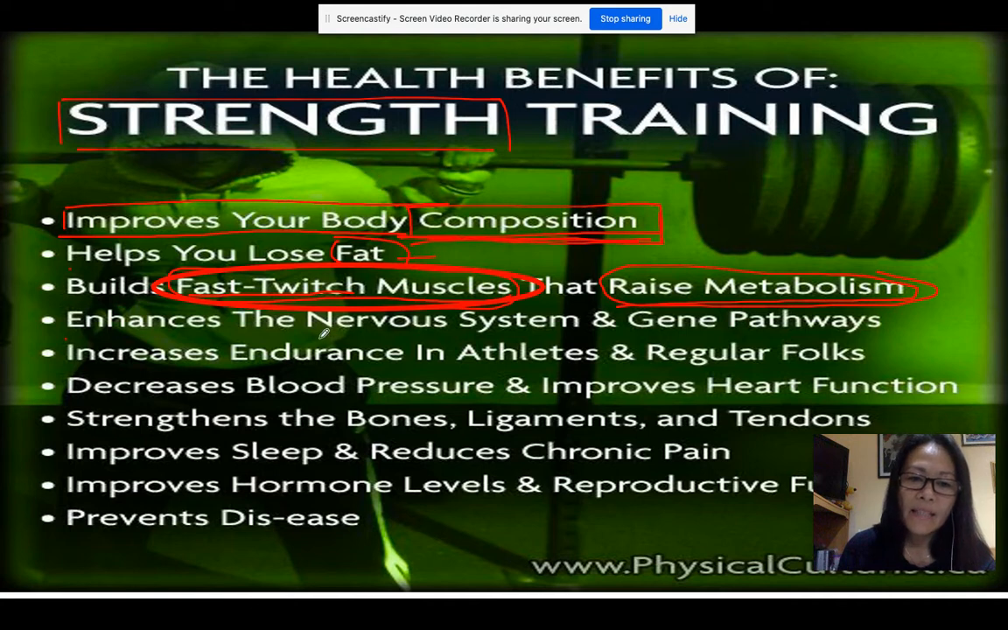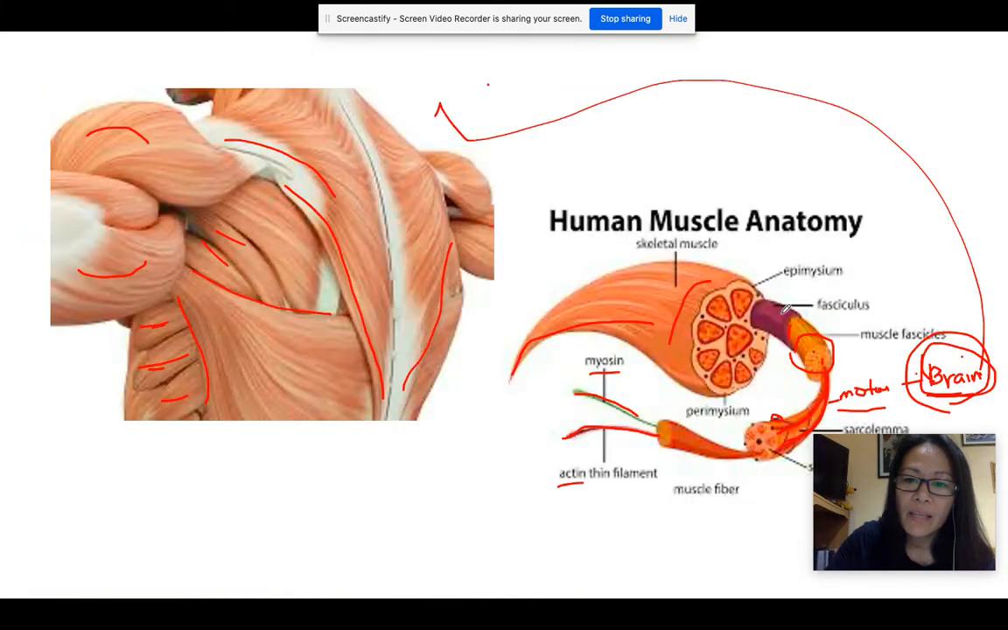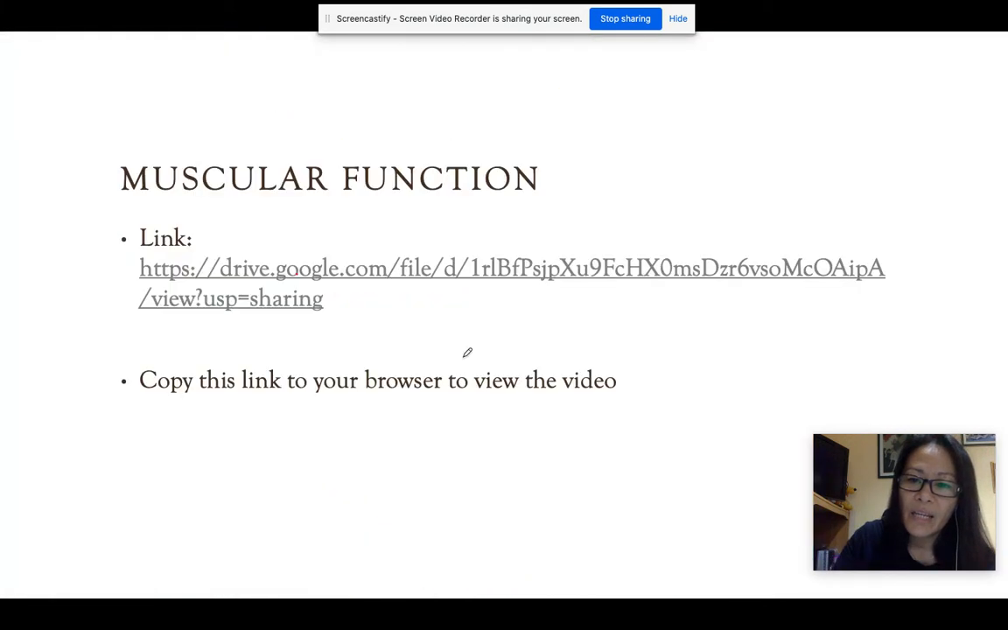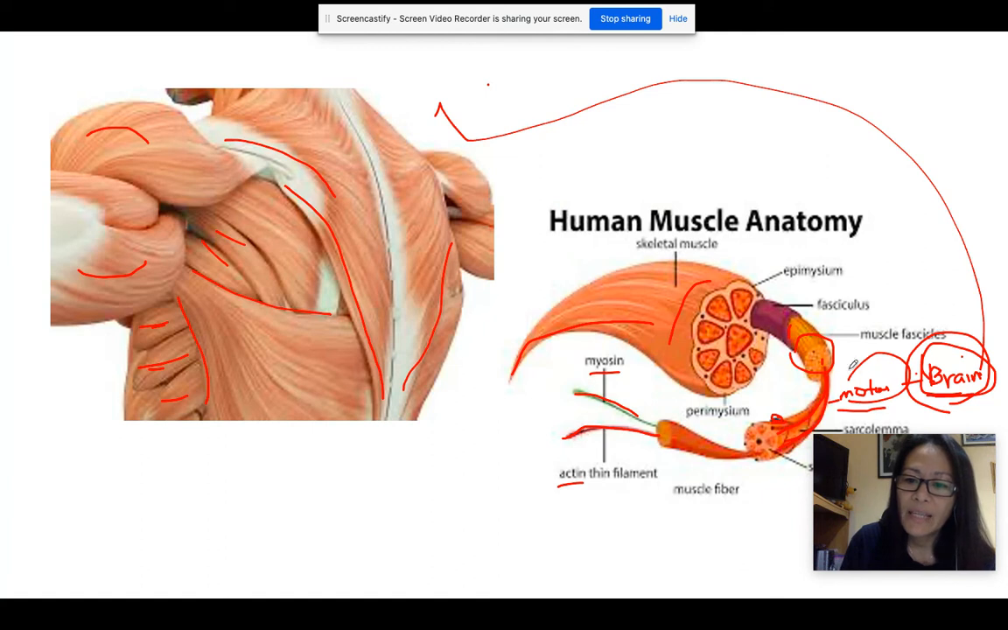Enhances your nervous system and gene pathway. Do you remember when I explained this part here? These motor neurons are actually connected to your brain. So this is also consistent with that. Enhances nervous and gene pathways. The pathway of your brain and your muscles are being enhanced. For example, marunong kayong sumayaw ng dance sports, your brain actually is registering those movements because of the motor neurons. It will become muscle memory. Okay? Muscle memory ang tawag dyan.